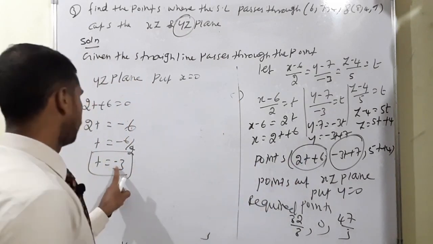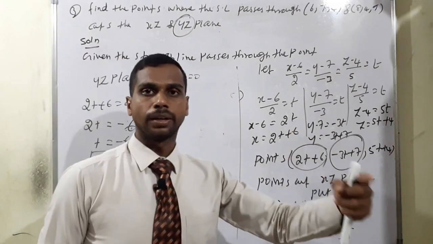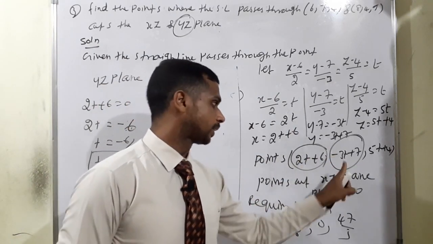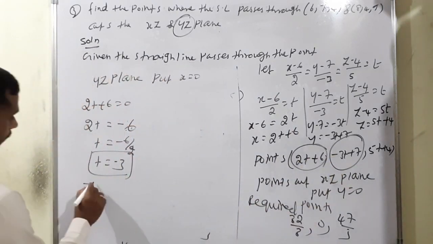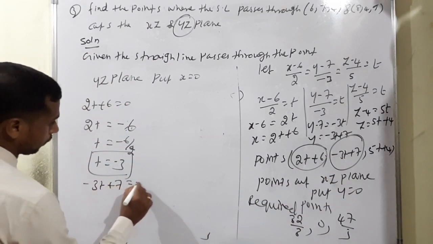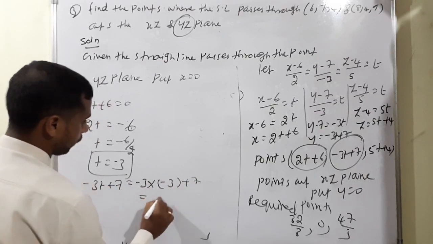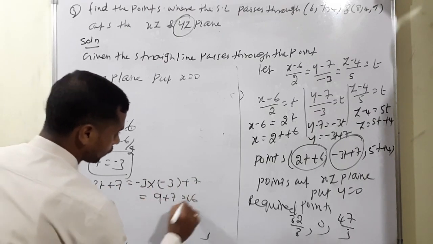Instead of t, we can apply negative 3, which means 2 times negative 3 is negative 6. Therefore, negative 6 plus positive 6 gives us the answer 0. Next condition, minus 3t plus 7 means minus 3 times negative 3 plus 7. Definitely 9 plus 7 is equal to positive 16.